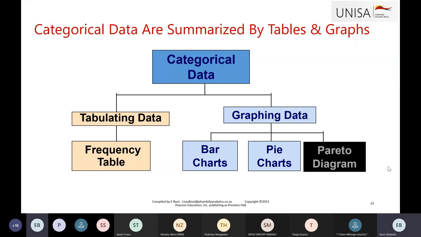When we do the graphs, we use three types. We do a bar chart or a pie chart or a Pareto diagram. A Pareto diagram is your bar chart with a line chart together. In your module, most of the time, we don't even have to bother about explaining what the Pareto diagram is about, but I have included it in the slides as well. So we normally talk about visualizing categorical data in terms of the frequency table, the bar chart, and the pie chart.